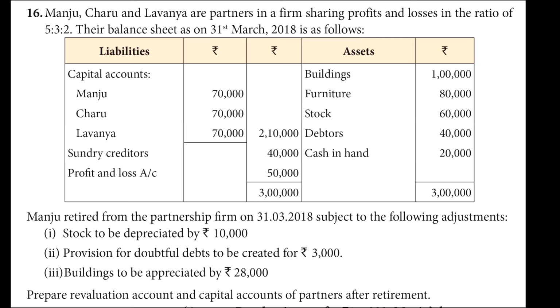Liabilities. Capital account Manju, Charu, Lavanya 70,000, 70,000, 70,000, total 2,10,000. Sundry creditors 40,000, profit and loss account 50,000. Buildings 1 lakh. Furniture 80,000, stock 60,000, debtors 40,000, cash in hand 20,000. Manju retired from the partnership firm on 31/3/2018 subject to the following adjustments. Stock to be depreciated by rupees 10,000, provision for doubtful debts to be created for rupees 3,000, buildings to be appreciated by rupees 28,000. Prepare revaluation account and capital account of partners after retirement.